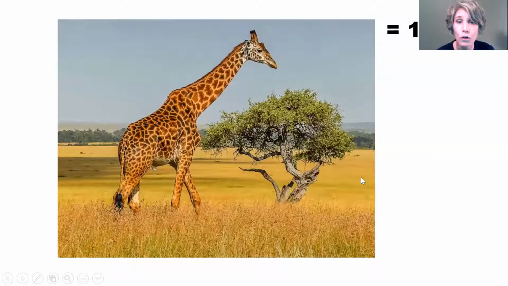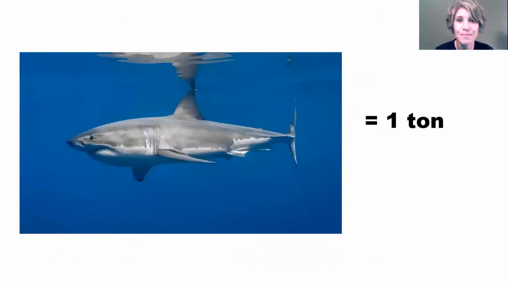An adult giraffe also weighs about a ton. And a great white shark weighs about a ton. So you see now why I don't want them in the classroom. Those are just way too big. But all of those things weigh about a ton. So now that we can identify our customary measurements of weight in an ounce, a pound, and a ton, we're going to work on converting them.